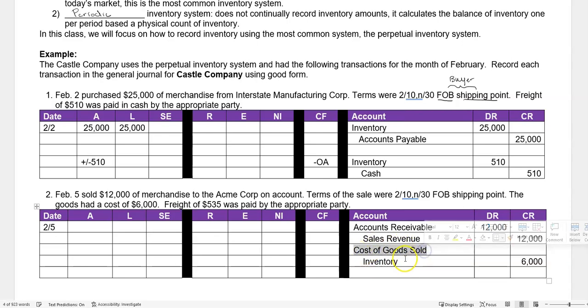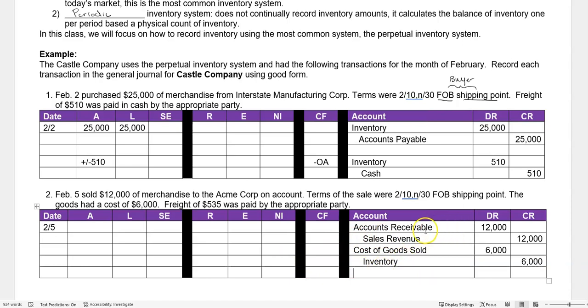So cost of goods sold is an expense account. It offsets that revenue. So if you take your revenues minus your cost of goods sold, that gives us what we call our gross profit. So we actually made $6,000 off the sale of these goods. Okay. Now, do we have to record the freight cost?